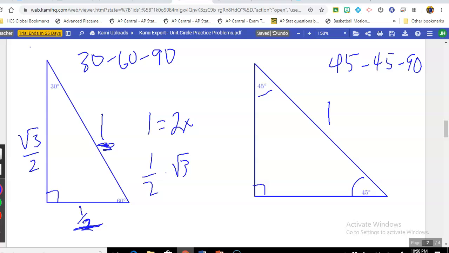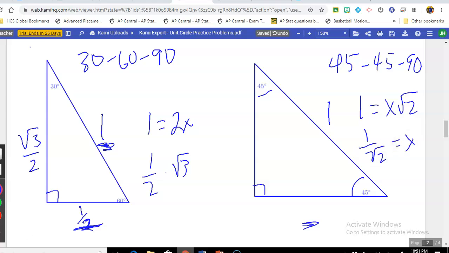Going over to the 45, 45, 90, same situation. I know my hypotenuse is 1, and I know that these lengths are both the same thing. So whatever this length is, we'll call x. I know that 1 is that length x times the square root of 2. So to find x, I would divide by the square root of 2. So I'd have 1 divided by the square root of 2 is equal to x.